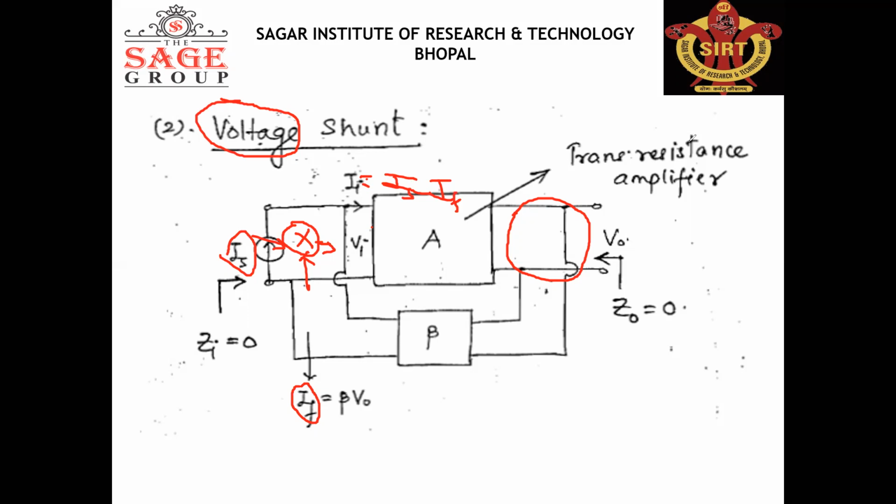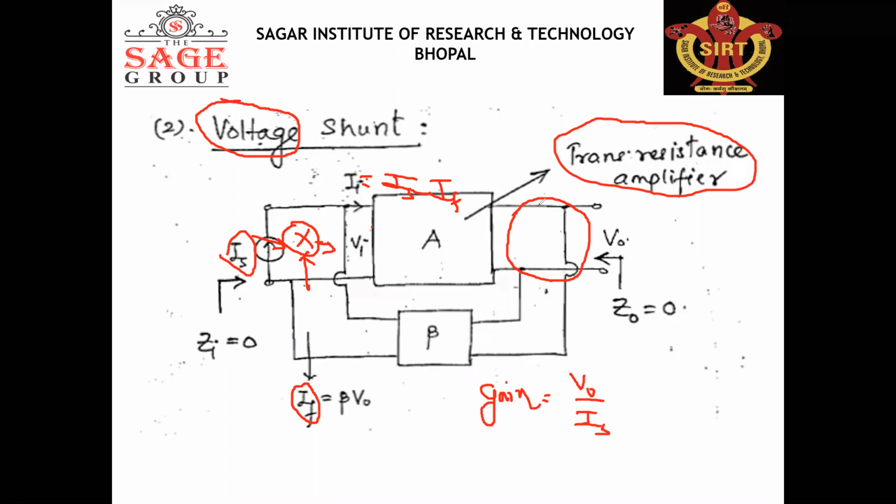And this amplifier is known as a transresistance amplifier because the gain of the amplifier is the output upon input. Hence the output is voltage and the input is current, so V upon I. So the gain is in the form of voltage upon current, hence it is a transresistance amplifier.